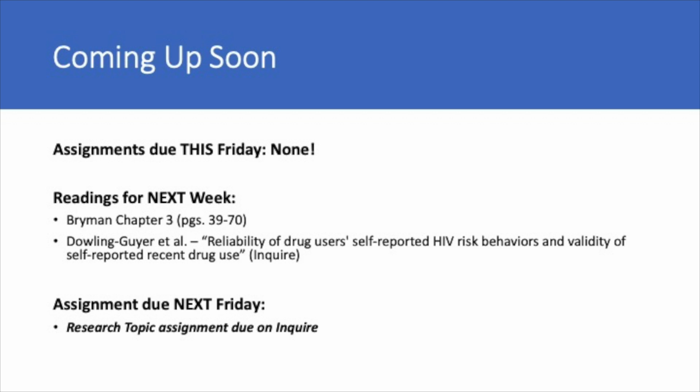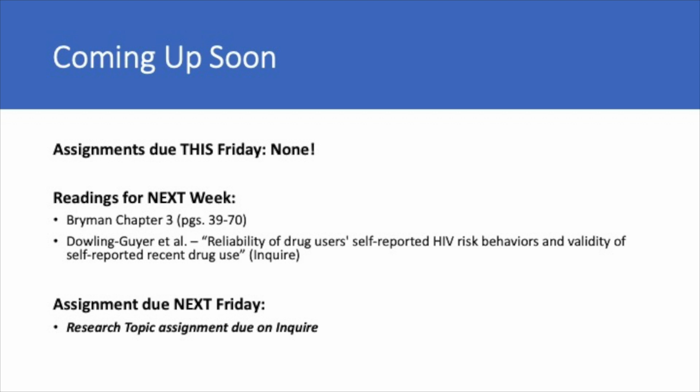You don't have any assignments due this Friday. All right, so just coming to class on Wednesday and Friday of this week, no assignments due on Friday. Next week, you have a couple of readings. So you have the next chapter of Bryman, and then you also have an article to read on the reliability of drug users' self-reported HIV risk behaviors. All right, so that's on Inquire for you to read.